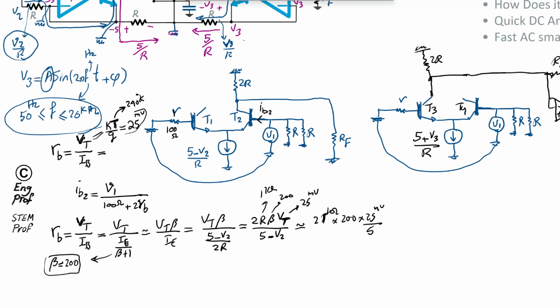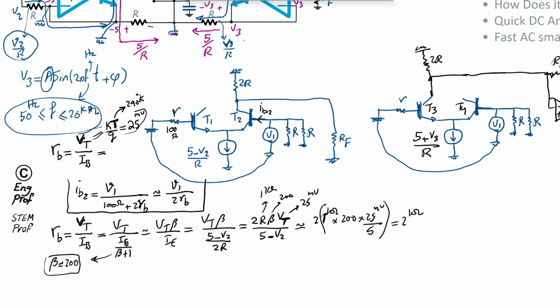So effectively, we end up with 2 kilo ohm for RB, so 2 kilo ohm times 2 compared to 100 ohm. So that's why I'm saying it's considerably larger, so we can neglect the 100 ohm effectively. So this is equal to V1 divided by 2RB.